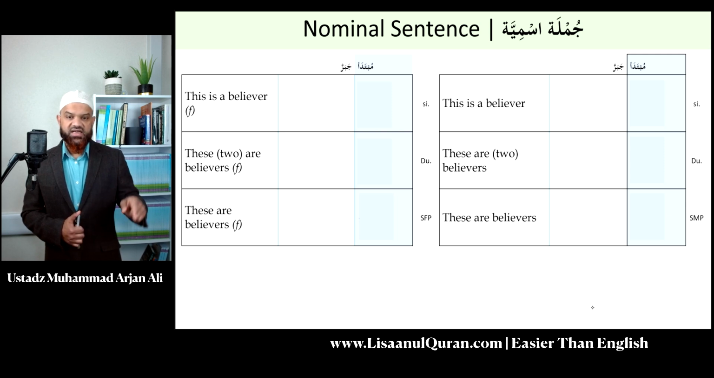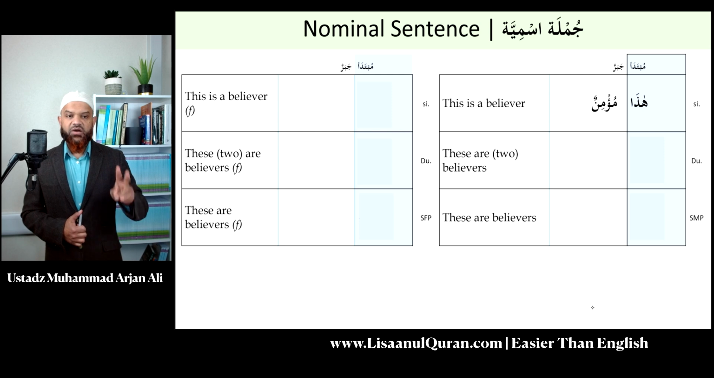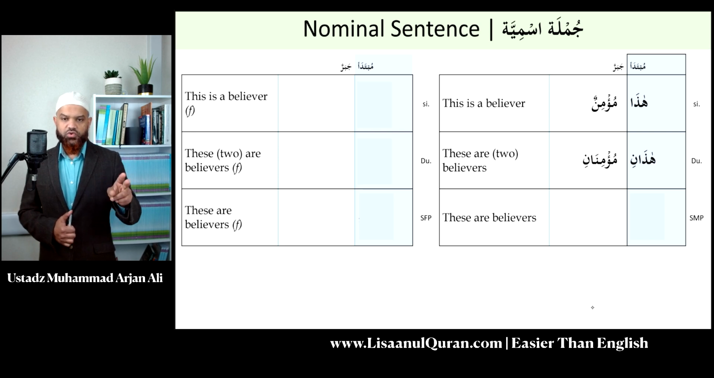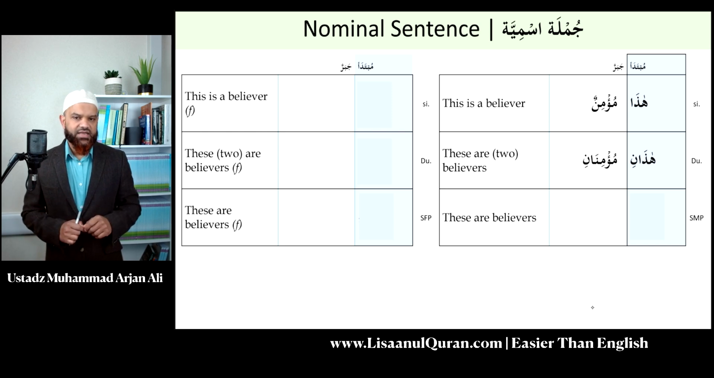So how do I say this is a believer? I'm sure you can work this out. So let's go through the answer. Hada mu'minun. If I want to say these two are believers, again, the dual will be hadani, and the khabar will be mu'minani. Please note, I'm pointing to 2, so I've got to use the dual version of the khabar, matching the number and the gender.